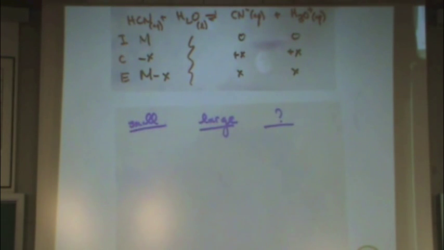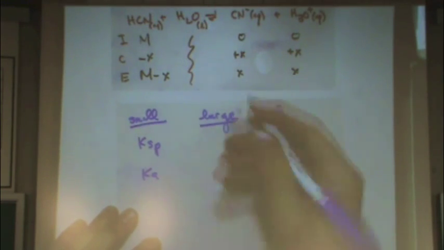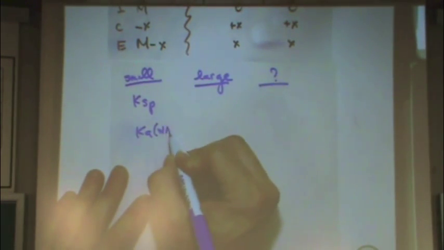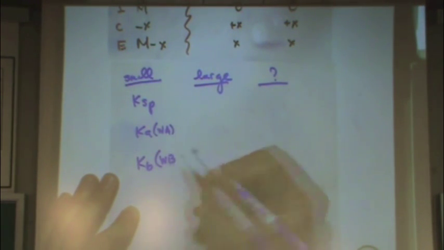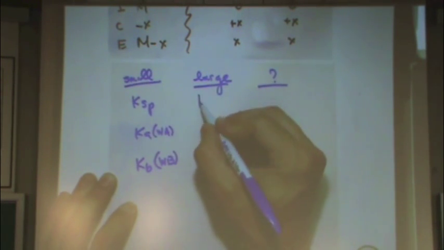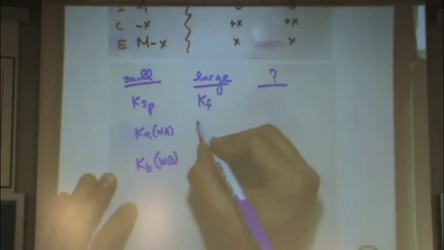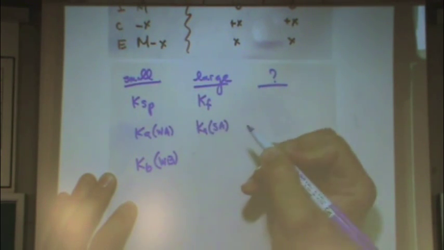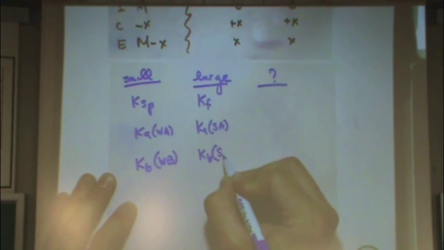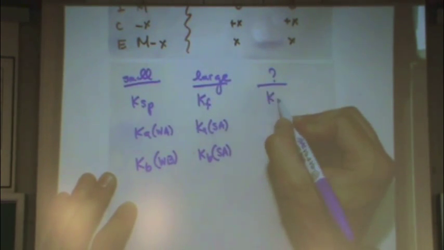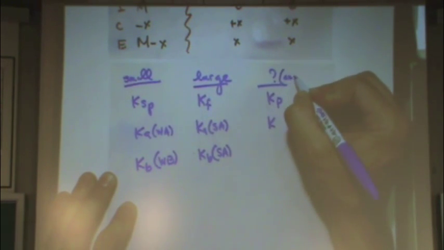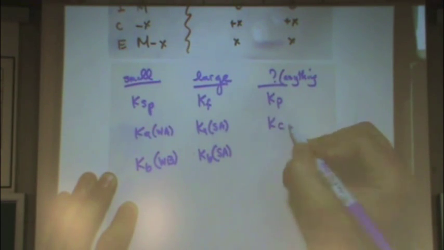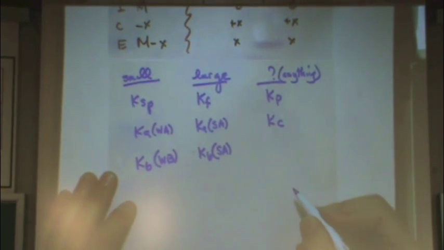Okay, we're going to make a little table here. KSP is small. Ka for what is small? A weak acid. I'll put WA for weak acid. Kb is likewise small for a weak base. Kf is large. Ka for a strong acid is large. Kb for a strong base is large. Kp, don't know. It could be anything. Kc could be anything. Did I miss any Ks?